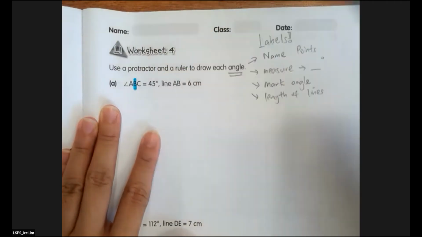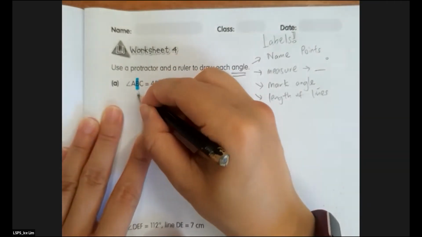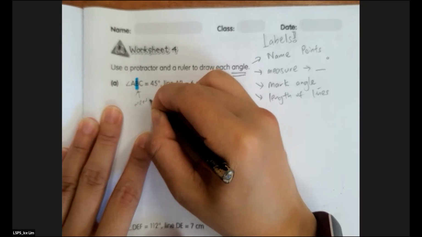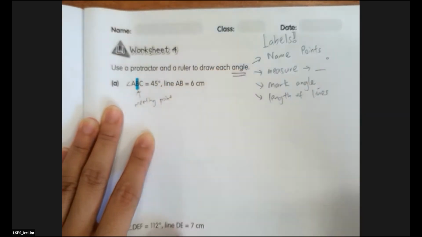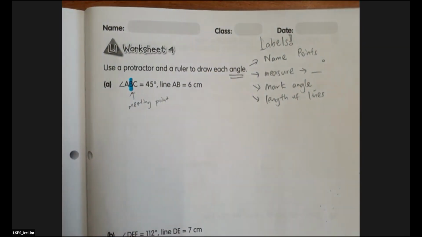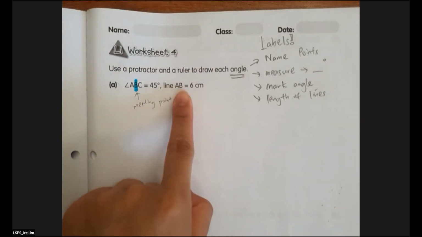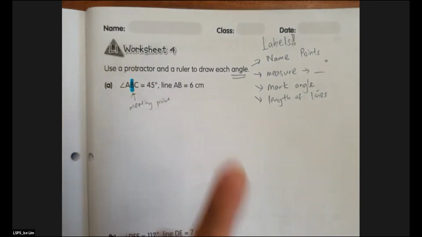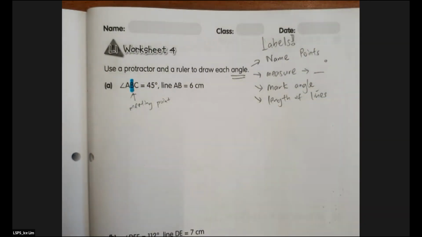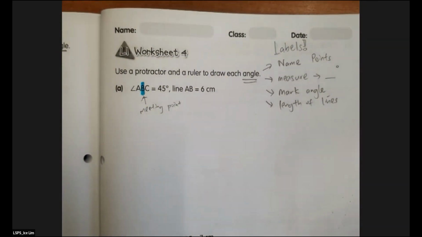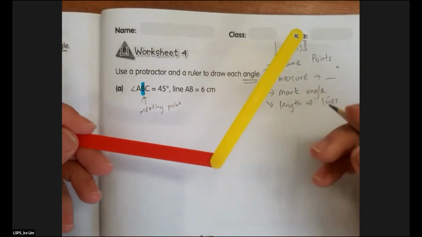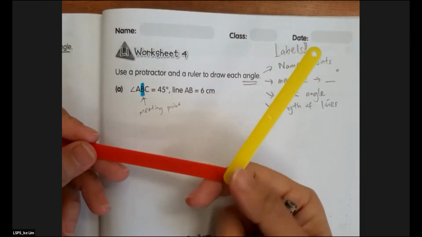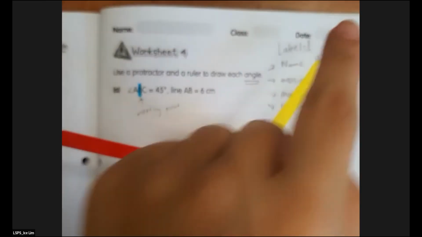Angle A, B, C. So B is the meeting point. Go with the first measurement given. So B will be in the middle, where the angle starts. You have the 2 legs, right? So B will be this point where they meet. So A and B, B and C.